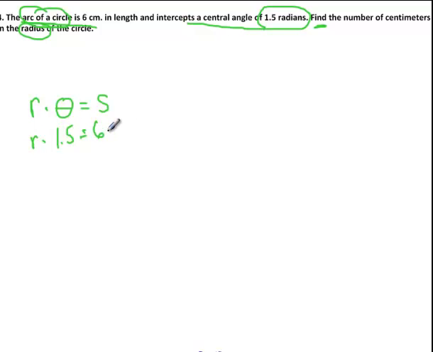The arc of a circle intercepts the central angle with 1.5 radians. What formula do we know has radians and arc and radius? Radius times radians equals arc length. So we're finding the radius. We know the radians are 1.5, and we know the arc length is 6. Simple math tells us r, the radius, is 4.